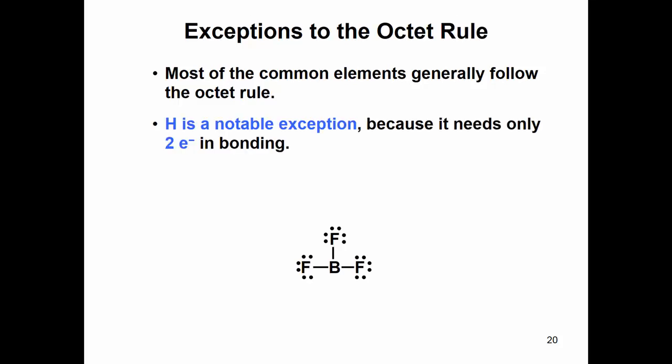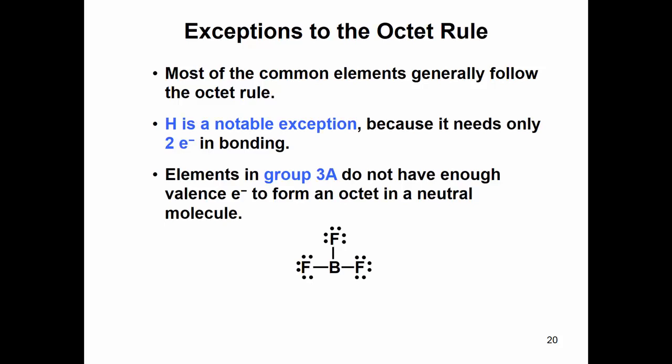Welcome to the video on exceptions to the octet rule. We've discussed that hydrogen is a notable exception to our octet rule because it needs only 2 electrons when it bonds, and so we understand that that's because it's the first element and it's right next door to helium, so it just needs 1 electron to be like the nearest noble gas.